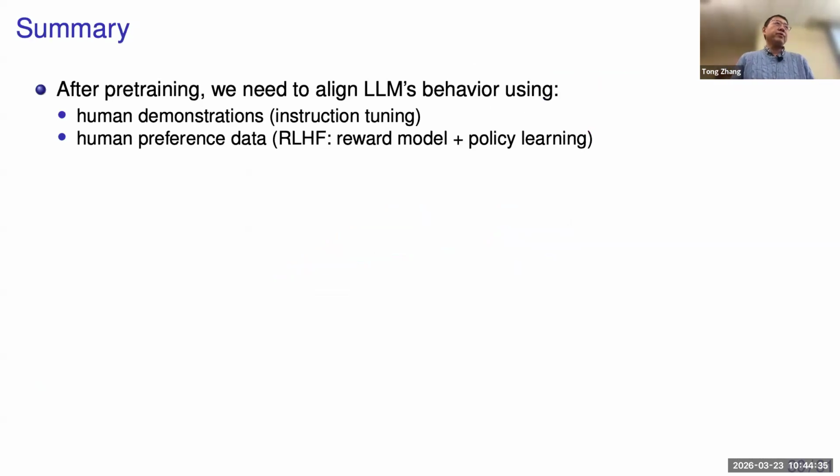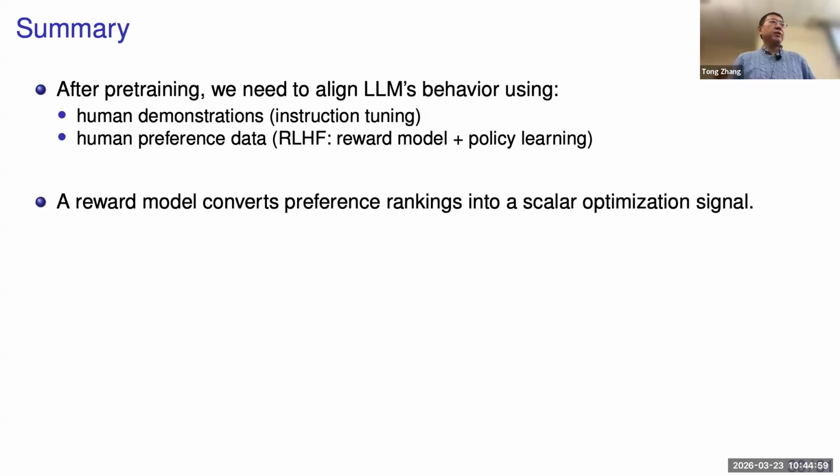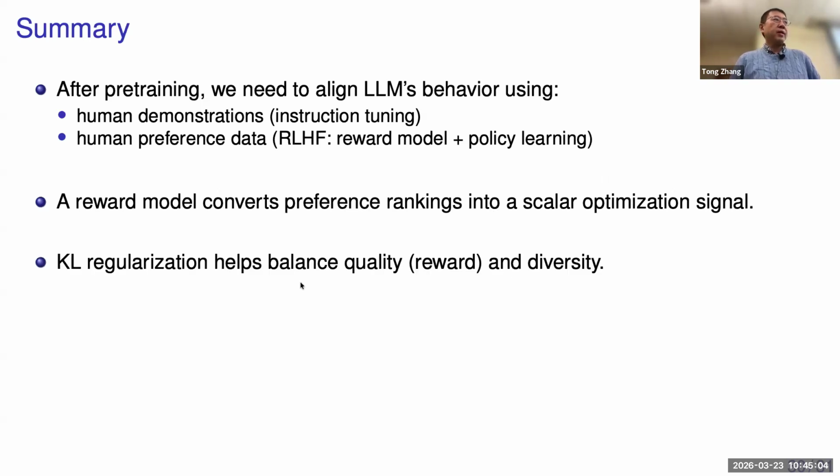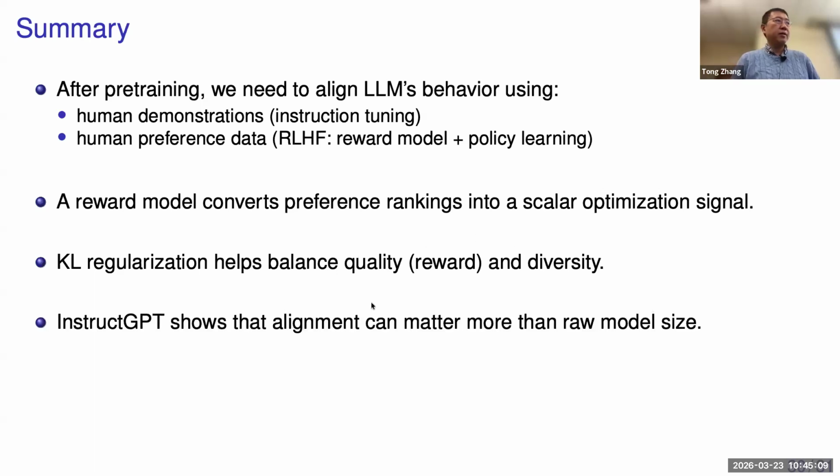Essentially, all you need to know is that after pre-training, we have two things. One is instruction tuning, SFT. The other is RLHF, where you have the reward model and policy learning. Next time we'll get to policy learning. Still remember that formula. We will start with the policy optimization formula which we were given before. The reward model constrains preference learning into a scalar. KL balances reward and diversity, which is also an important part of RLHF.